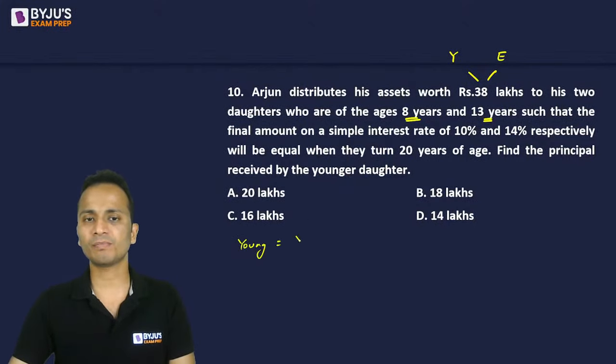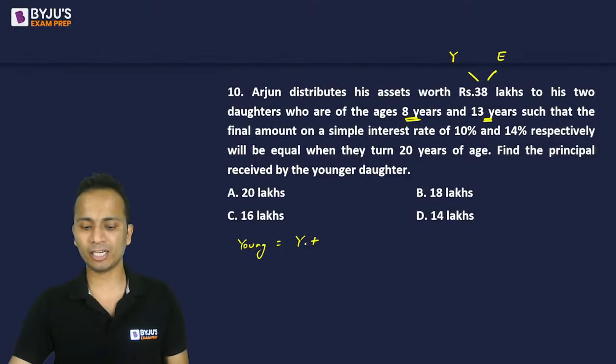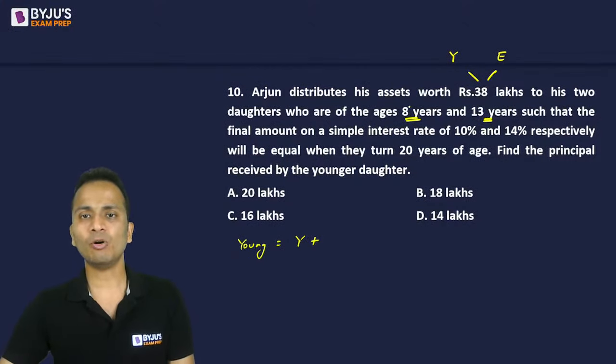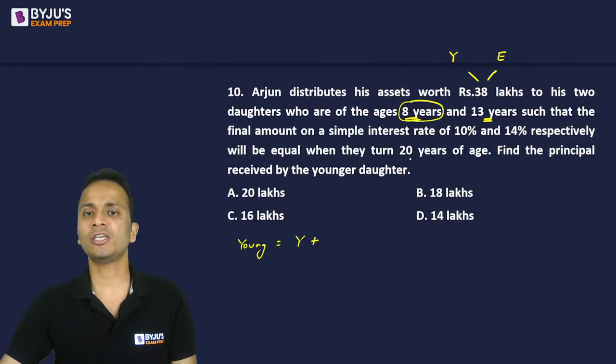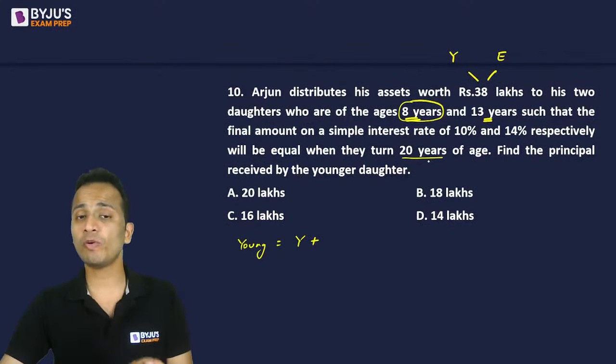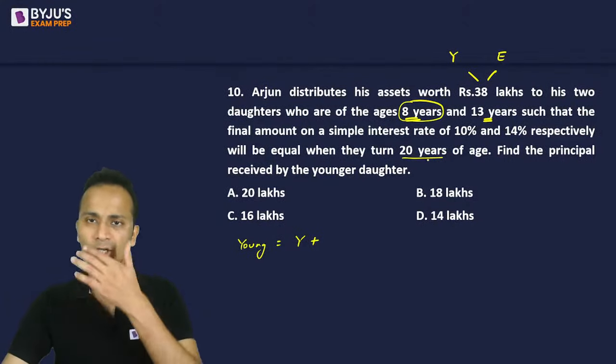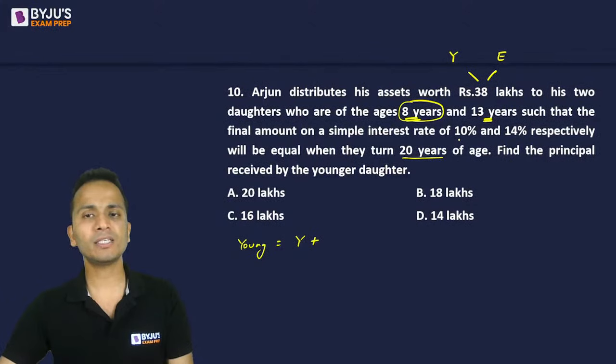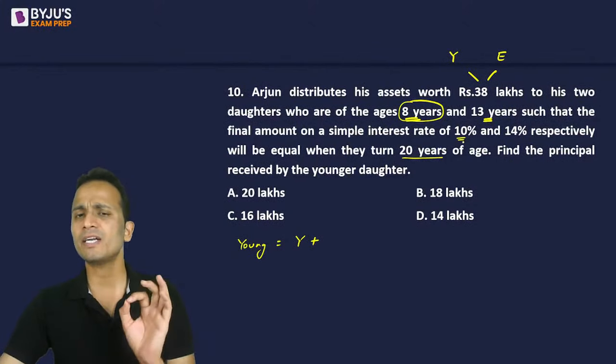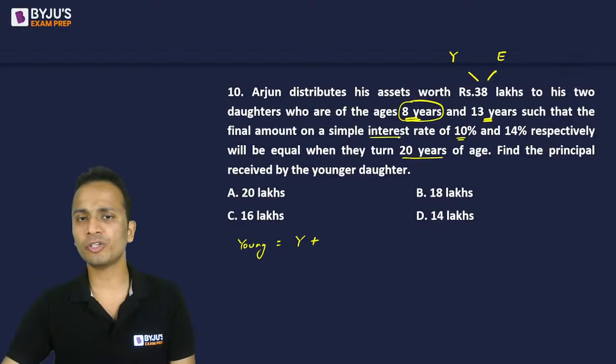Now the younger daughter finally will get Y, which is the principal, plus the interest that she has earned. All of you listen carefully. Okay. Now, the younger daughter is currently 8 years age, and in 12 years, she will turn 20 years. Okay. After 12 years, she will turn 20 years. Now, in these 12 years, she will get every year 10 percentage simple interest rate.